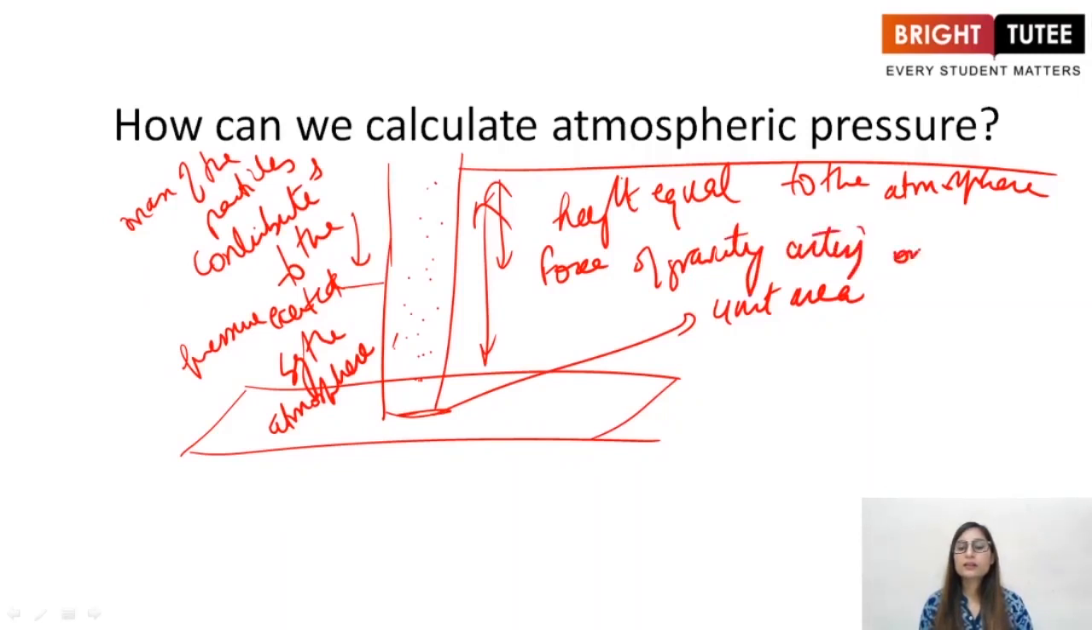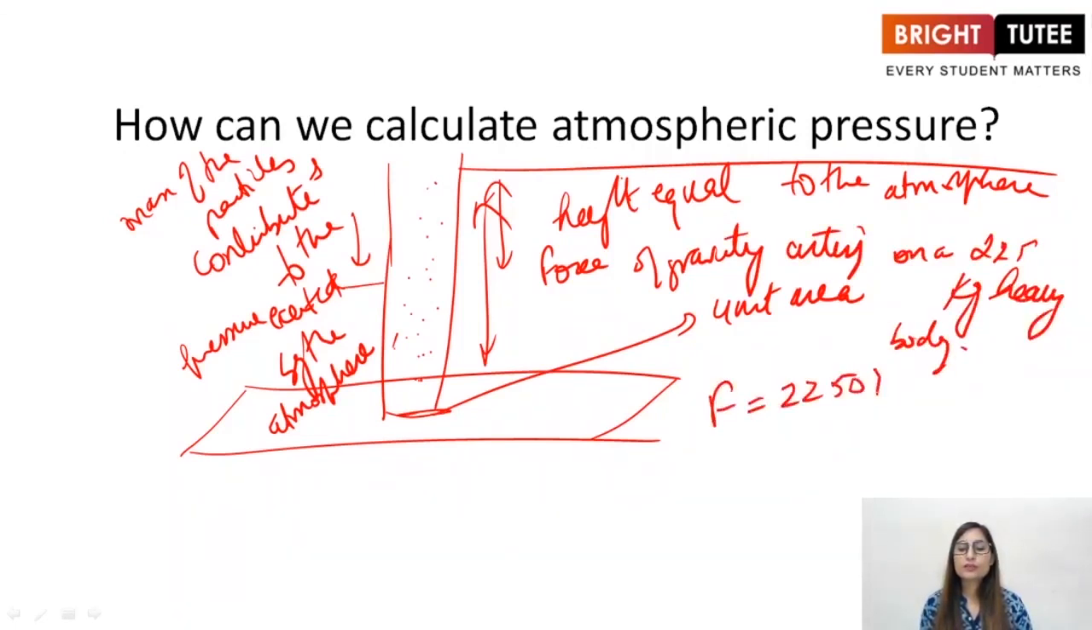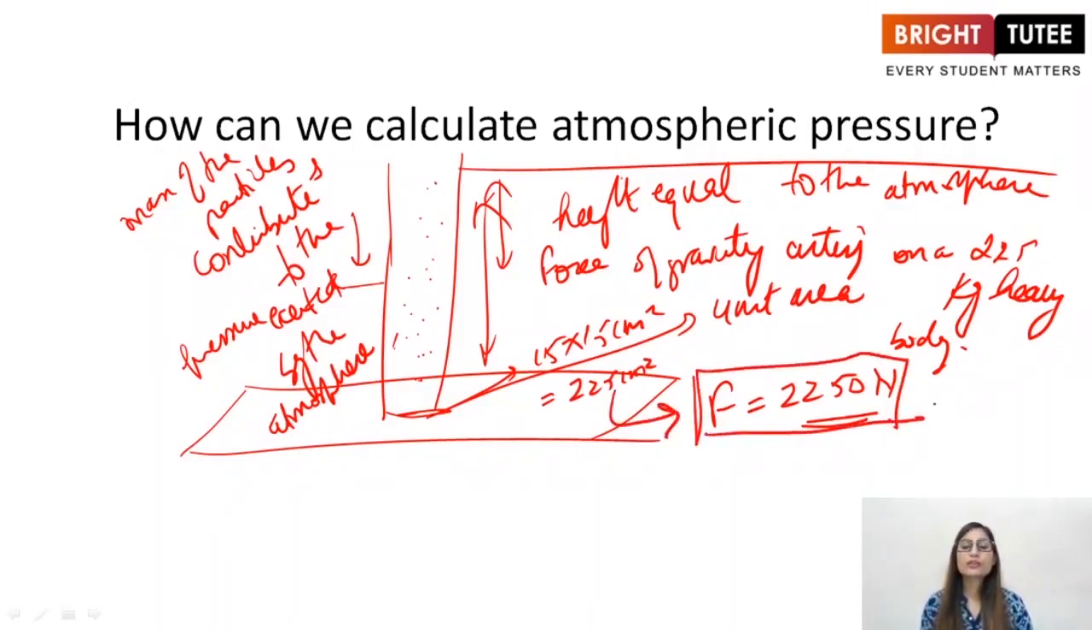acting on a 225 kg heavy body, and this force is equal to 2250 newtons, as we have calculated in the lecture. If this area is taken to be 15 into 15 centimeter square, which is equal to 225 centimeter square, then the atmospheric pressure acting on this much area will be equal to 2250 Newton, which is very high, right? So this is how we calculate the atmospheric pressure.